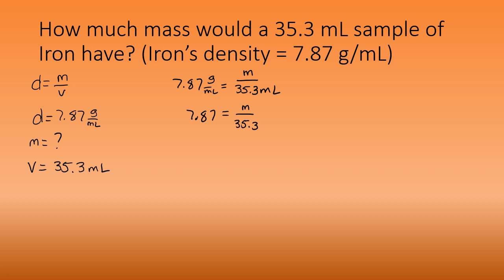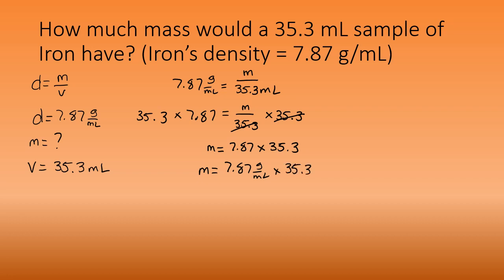To do so, we will multiply both sides by that number. So we will multiply by 35.3 here, and we will multiply by 35.3 here. What that does is it cancels out the 35.3 on the side with the variable. So there we can now say that m is equal to 7.87 times 35.3. But we don't want to forget our units, so we'll put them back in there. 7.87 grams per milliliter times 35.3 milliliters.